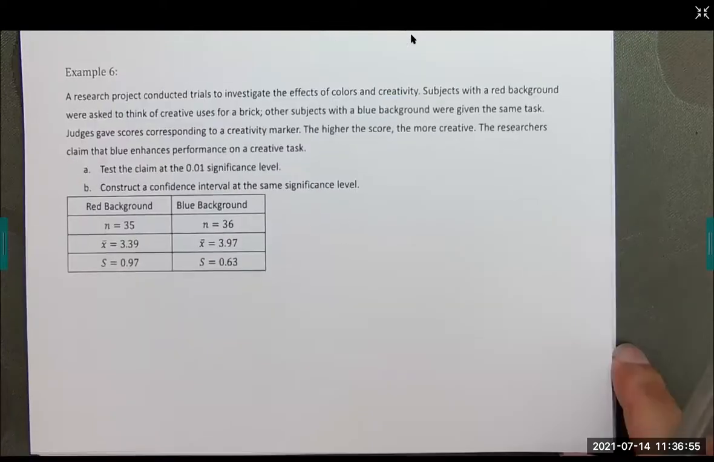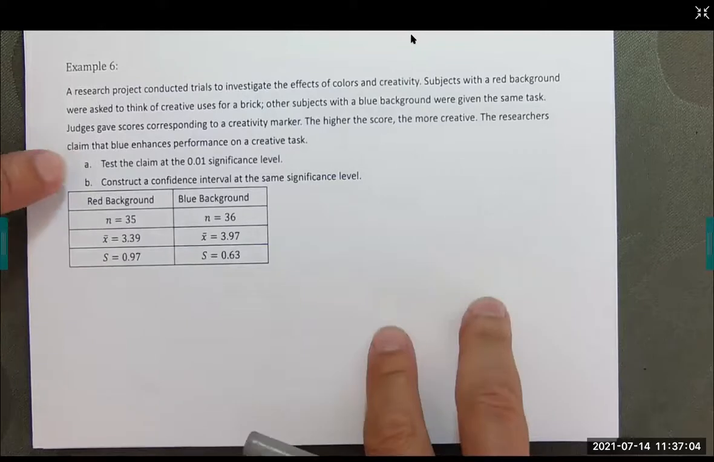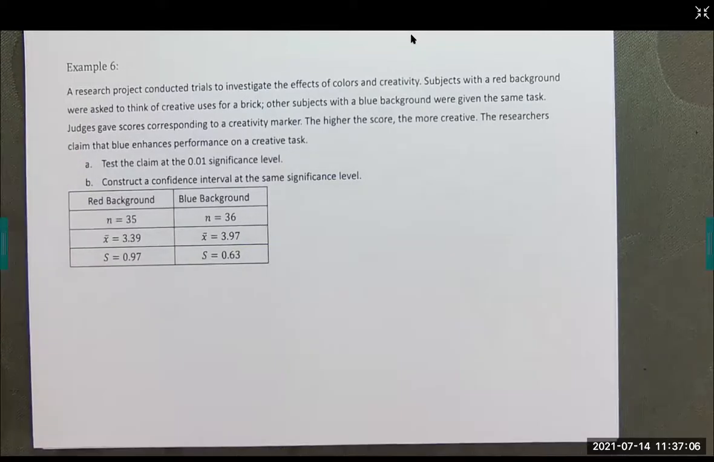All right, this next one, we are going to do this two ways. We're going to do it using a test as well as a confidence interval. And let's go through this. A research project conducted trials to investigate the effects of colors and creativity. Subjects with a red background were asked to think of creative uses for a brick. Other subjects with a blue background were given the same task. The judges gave scores corresponding to a creativity marker. The higher the score, the more creative.